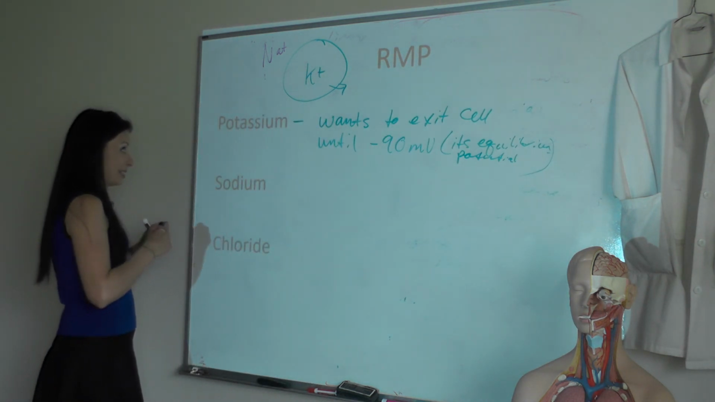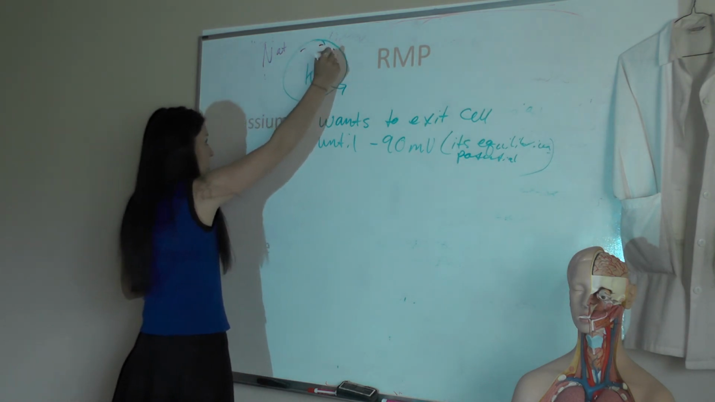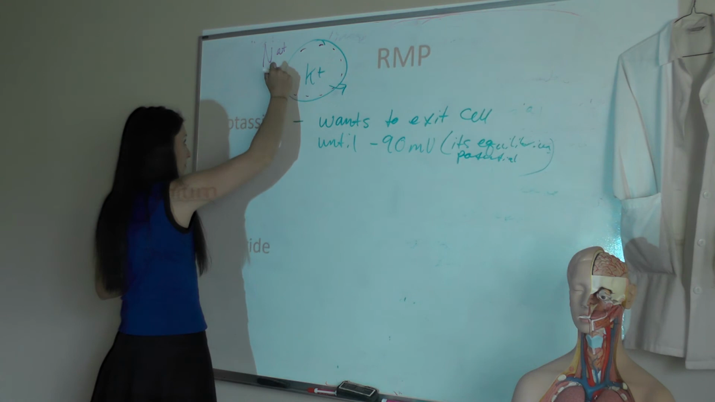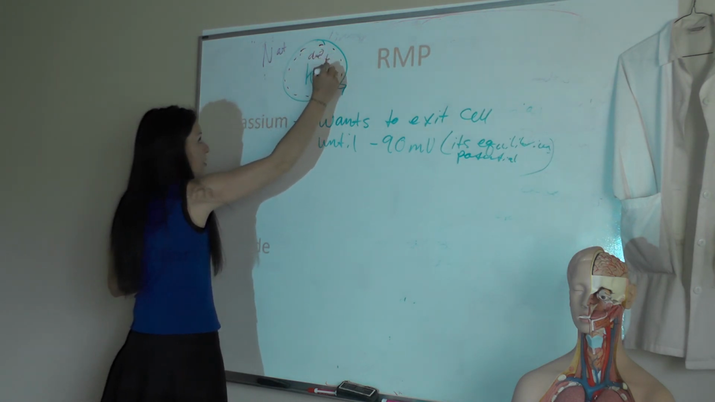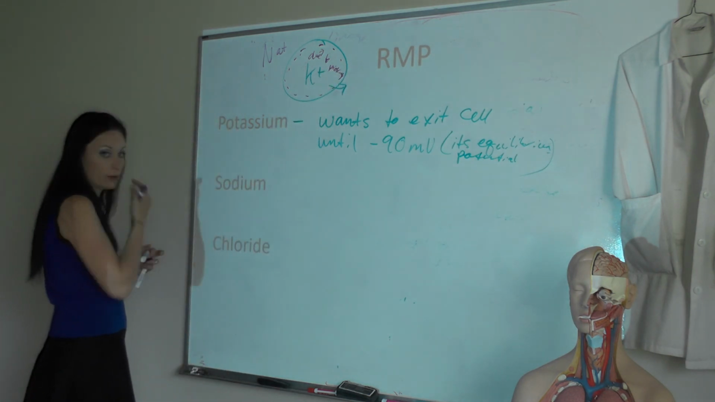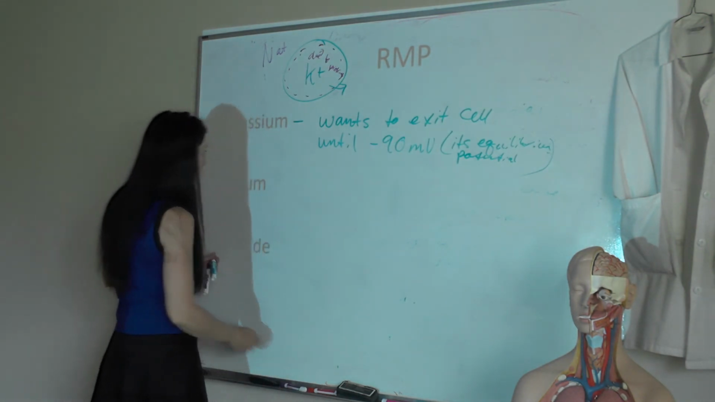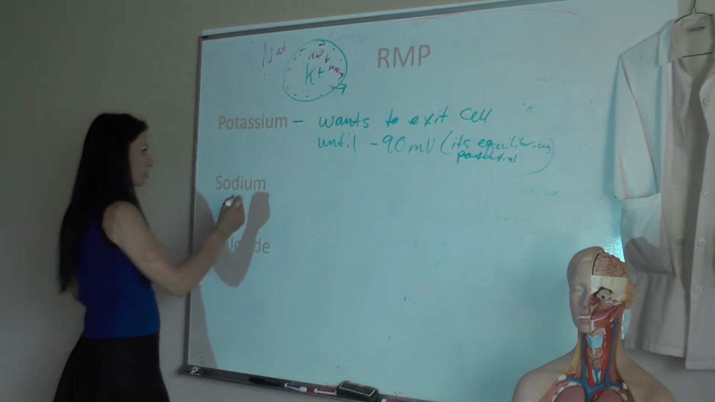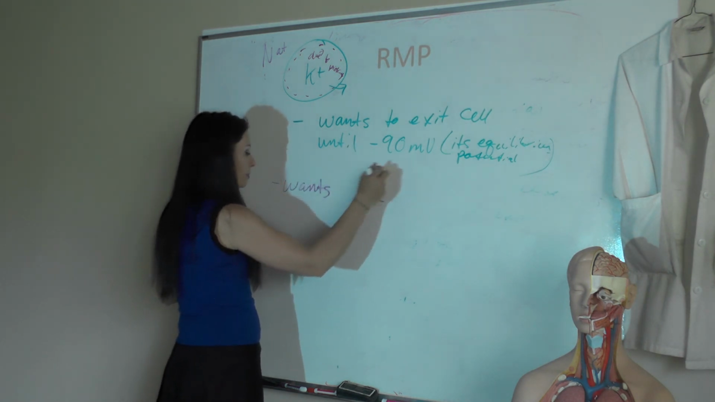Sodium wants to enter the cell. It's drawn to this negative charge that we can feel here, and we feel this negative charge due to these proteins that can't leave the cell. So it feels negative right there at the surface of the cell. So sodium is drawn to that, and sodium wants to enter the cell and bring it to positive 30, its equilibrium potential.